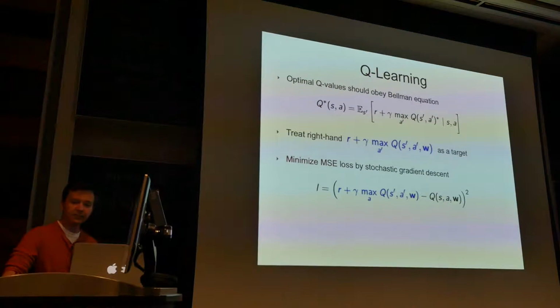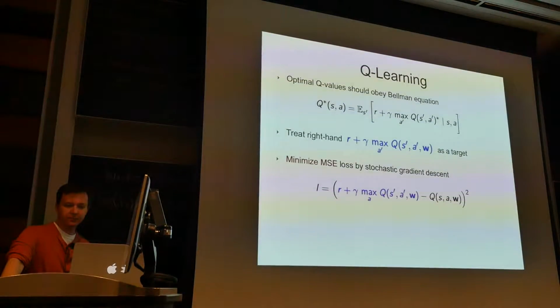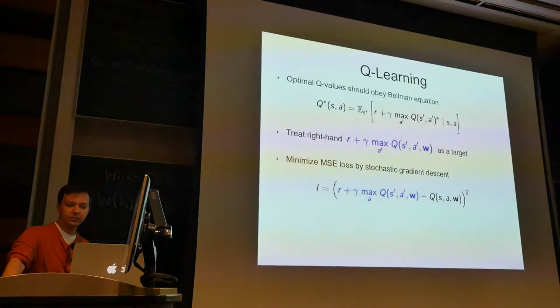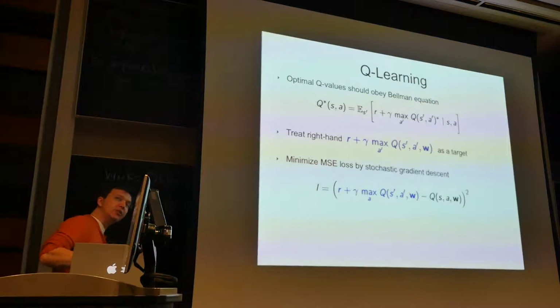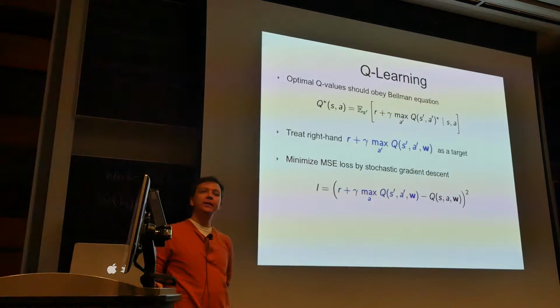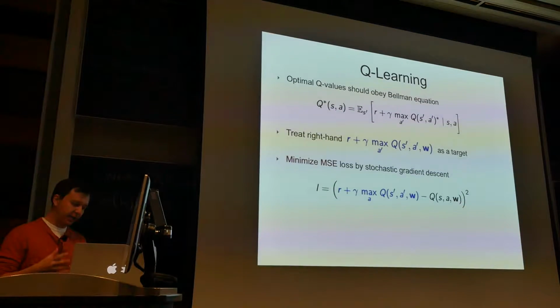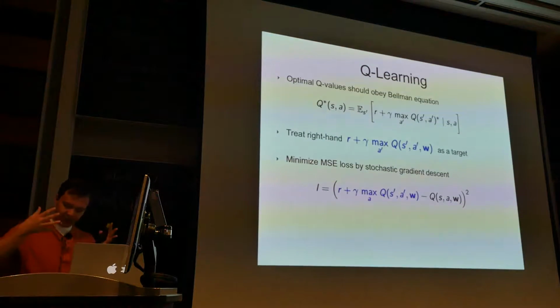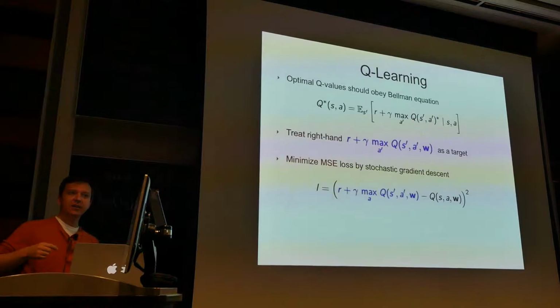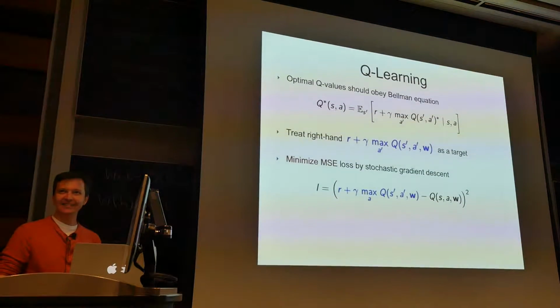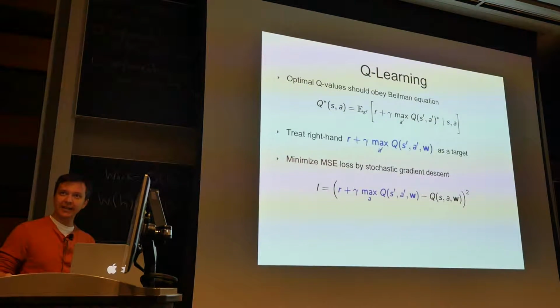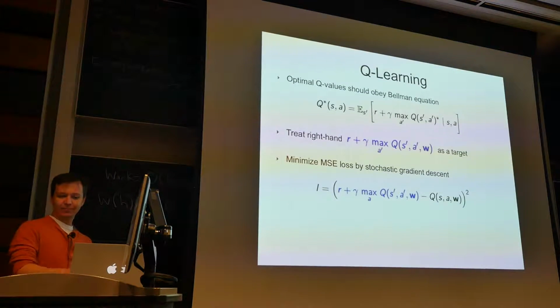Yes? Is the objective function's S prime a single state, or is that also the expectation? So in this case, it should be an expectation. But for learning, it's actually a single state which is sampled from the environment. So in other words, in standard Q-learning, you take a particular state, you take a particular action, the environment gives you the next state, right? And it gives you the reward at the next state, plus, and then you can compute what this is.